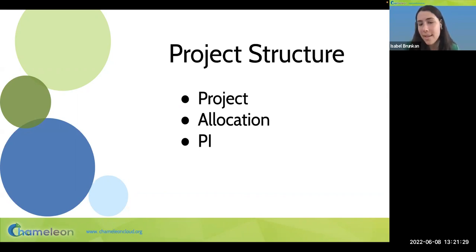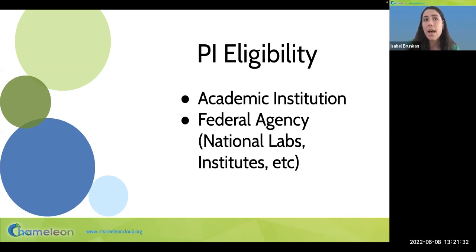So what is a PI? A PI is the head of a Chameleon project. To be a PI, you need to be a US-based researcher at an academic institution or a federal agency, such as a national lab. There are a couple other possible eligible categories, such as independent researchers or NSF graduate student fellows. But more details about each of these can be seen, again, in the Chameleon frequently asked questions. International researchers are welcome to apply as well, as long as you're collaborating with a US-based project.